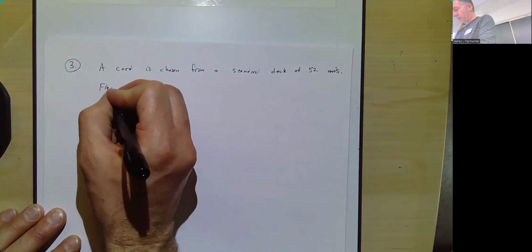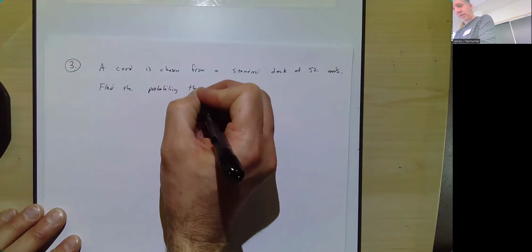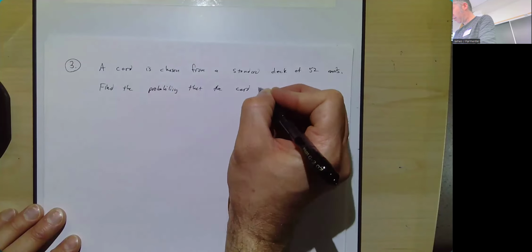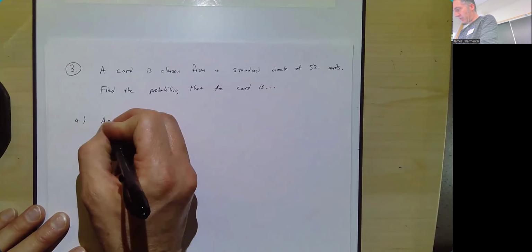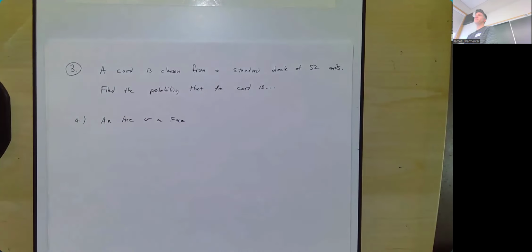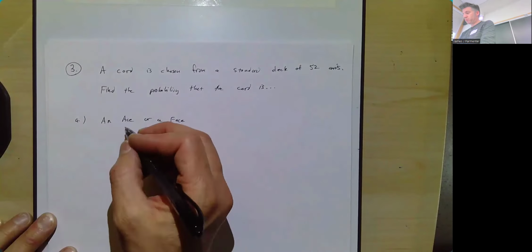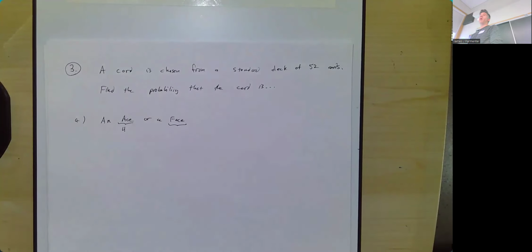Find the following probabilities. Find the probability that the card is, question A, an ace or a face. Okay. How many aces are there? How many face cards are there? What are the face cards? Right. So there's 3 different types of face cards, and there's 4 of each type. There's 12 face cards.